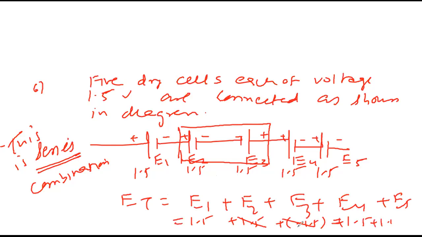So what is the total voltage? 4.5 volt, because these two are ulta. Ulta means you subtract voltage.